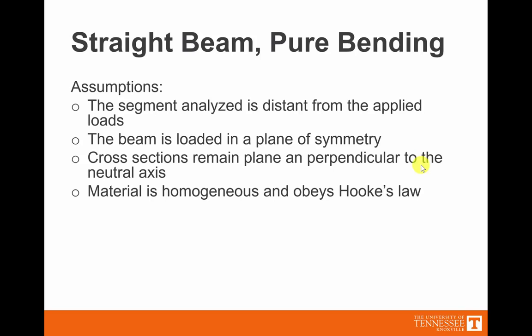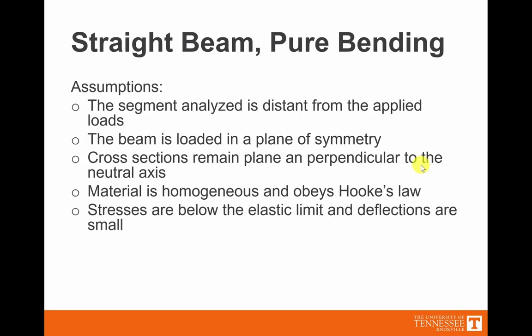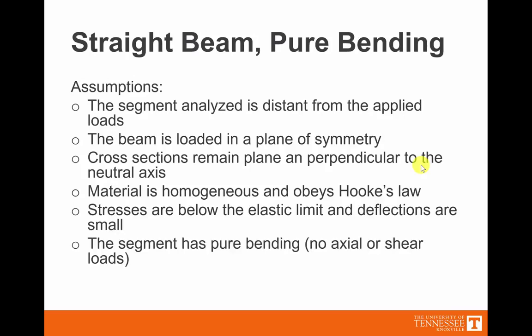Again, the material is homogeneous, and again, the material has to obey Hooke's law. And again, the stresses are not stressed so far that it goes above the elastic limit, and we're going to make sure that deflections stay relatively small. We're going to assume for the moment that the segment has pure bending, so there are no axial and no shear loads. Again, this is almost impossible to achieve in real life, but it gives us a place to start. And then finally, we need to assume that the beam is initially straight before we put a moment on it.